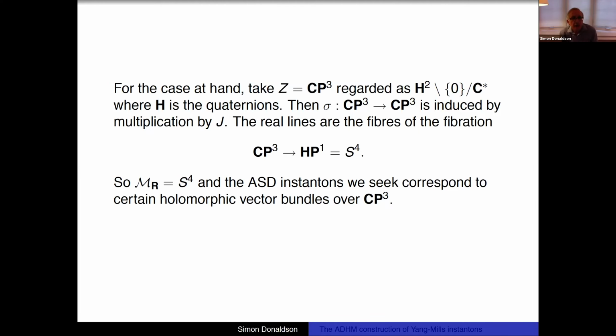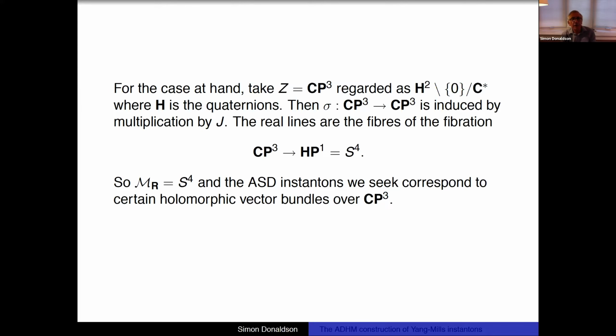So in that case, our real form, MR, is the four sphere, and the position can be described rather simply from the fact that we can also take the quotient of H2 minus 0 by multiplication by non-zero quaternions, and that will give us the one-dimensional quaternionic projective space, which is just the four sphere. So the real lines are just the fibers of the natural map from CP3 down to S4.